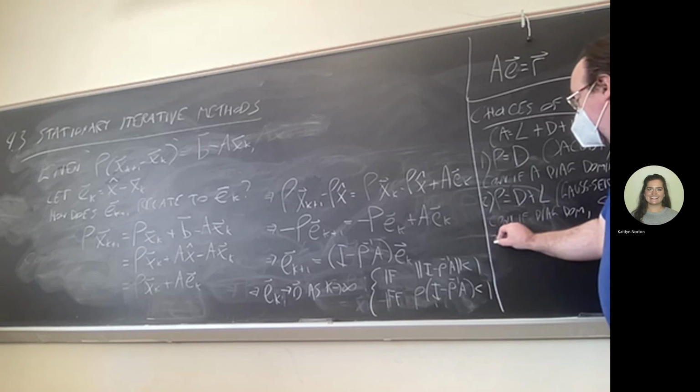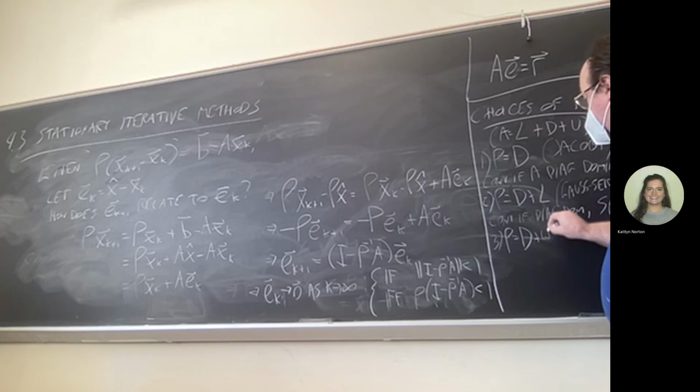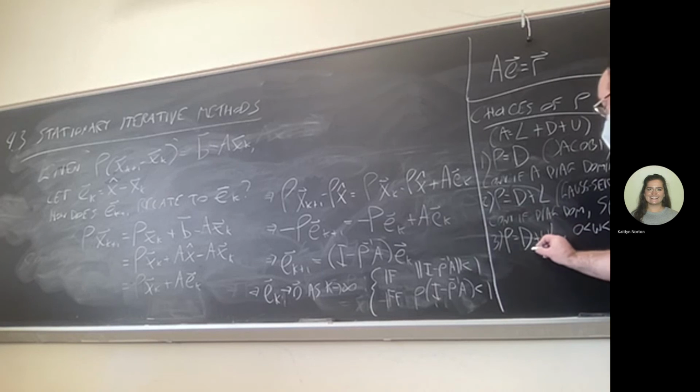And finally, P is equal to D plus omega L, where omega is a relaxation parameter that must be strictly between 0 and 2. This is called SOR, which stands for successive over-relaxation.